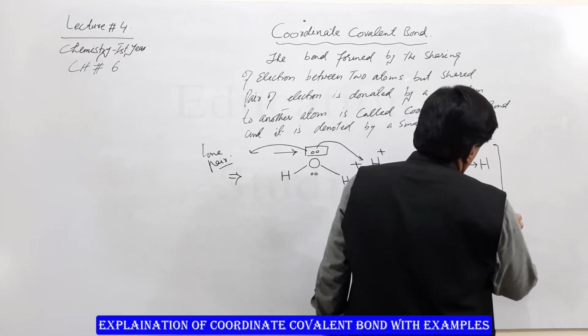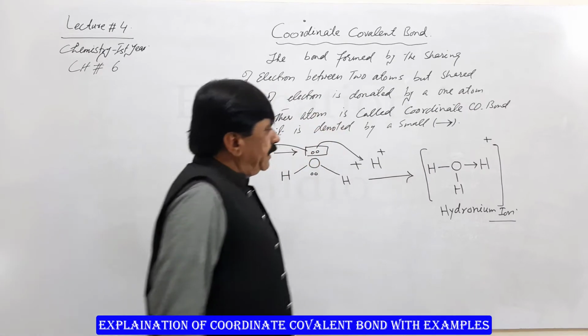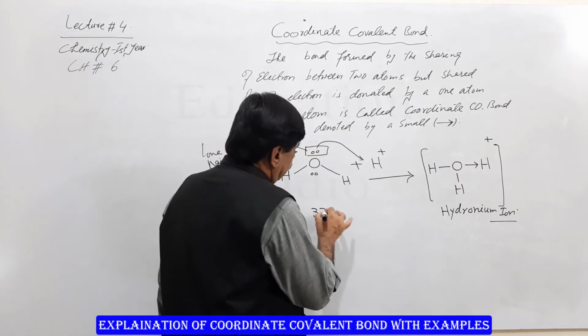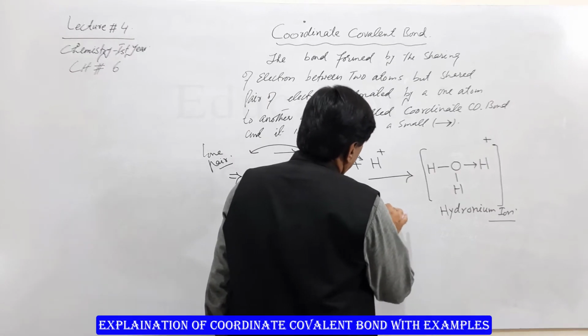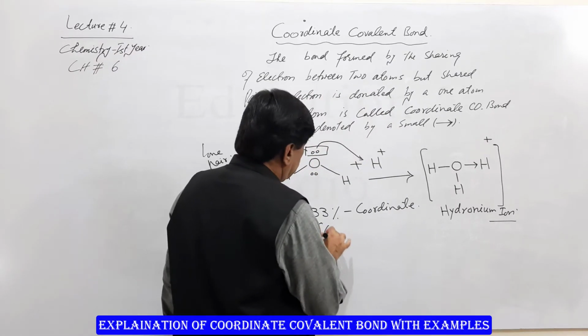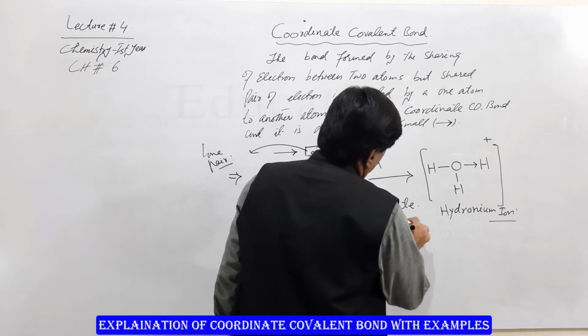Hydronium ion. In this ion, 33% of the bonds are coordinate and 66% of the bonds are covalent.